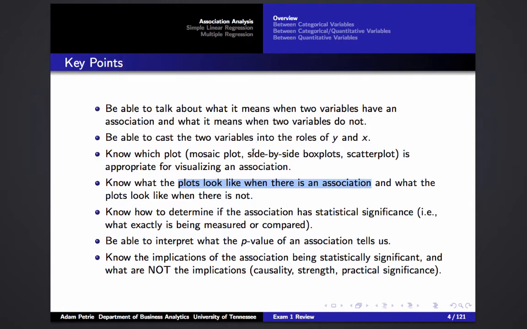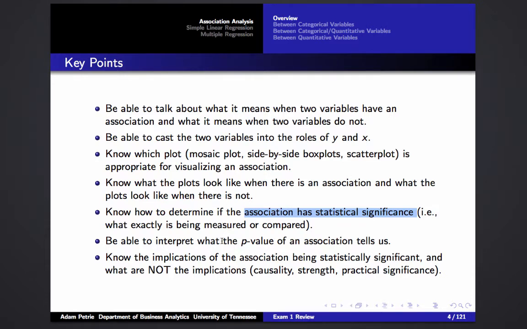So know what these plots look like when there is an association going on and what these plots look like when there is not. And then if there does look like there is an association, you need to know how to determine whether or not that association is statistically significant. In other words, is this something that could have been produced by chance alone, or is it more indicative of a real relationship going on between the two variables?